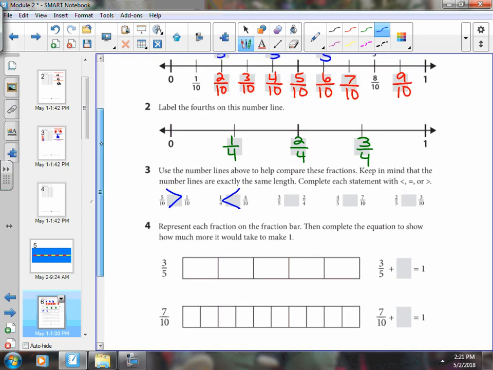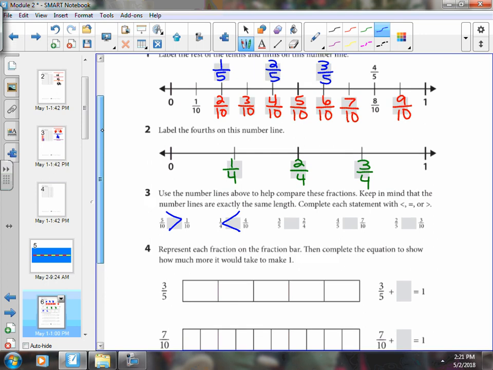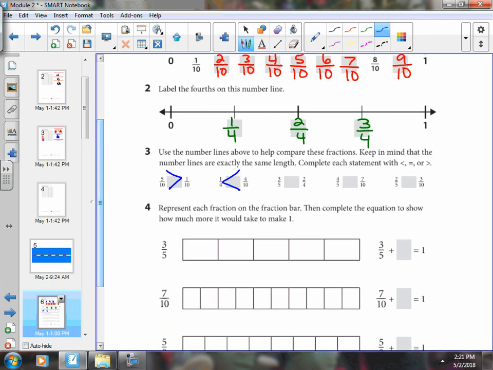3/5 versus 2/4. I know that 2/4 is a half. Right? I can see that it's at a half. And 3/5 is more than that, more than a half. You can also make the denominators the same, like 4/5 is 8/10, which is bigger than 7/10. I could also look above. And 2/5 is 4/10, which is bigger than 3/10.